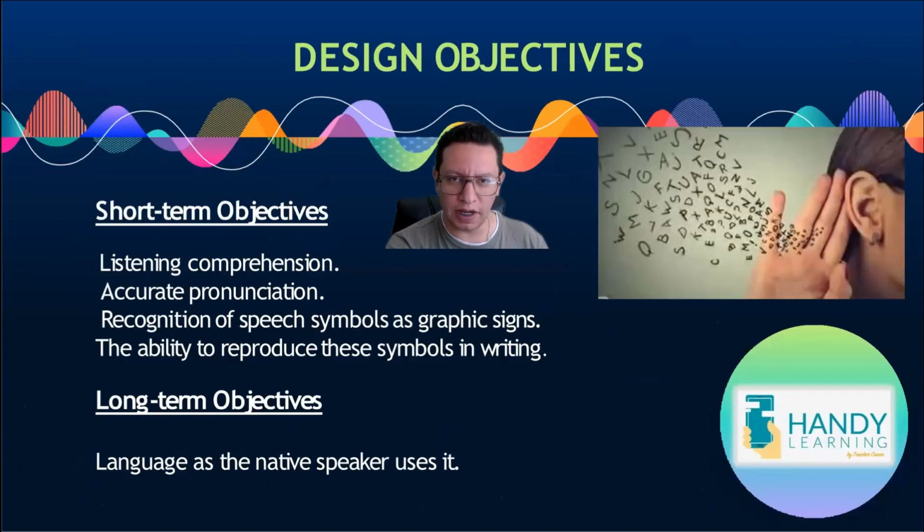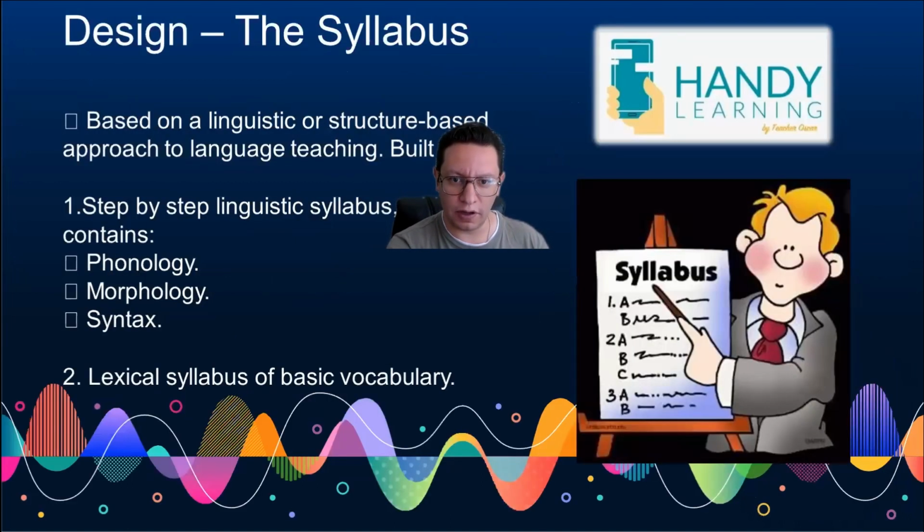We have some objectives in the audiolingual method, short-term and long-term. The short-term objectives are to get from our students the ability of listening comprehension, accurate pronunciation, the recognition of speech, and of course, the recognition of the symbols, which in this case means reading. The long-term objective is to reach a native or native-like pronunciation of the language. That's the main objective of audiolingualism.